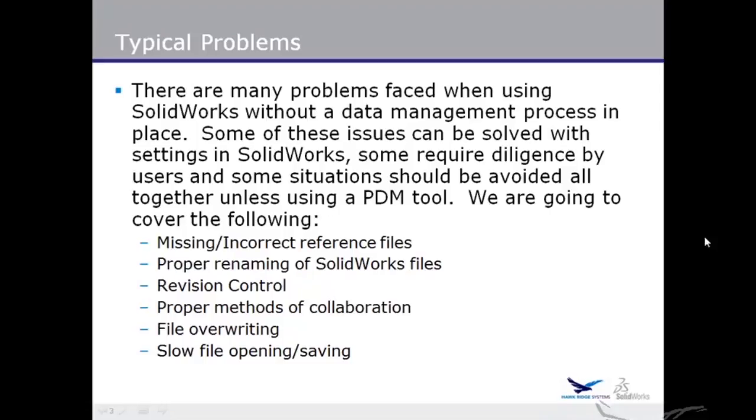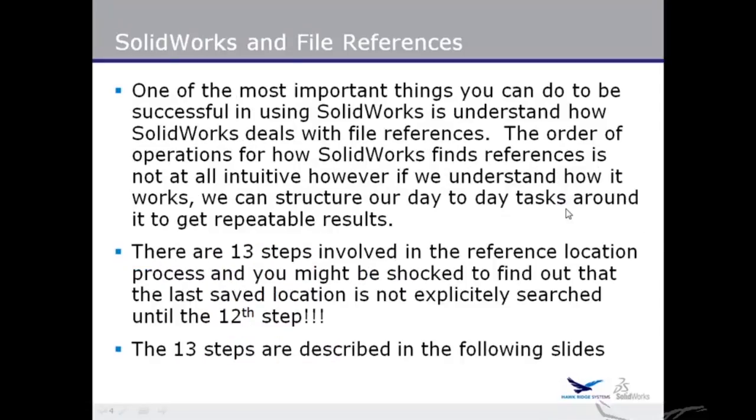And so the first thing that I want to go into is how SolidWorks deals with file references. One of the most important things that I think you can understand is how SolidWorks searches for these things. So when you open an assembly, how does it find the parts that that assembly uses? Okay, the algorithm is fairly complex and it goes through 13 different steps.